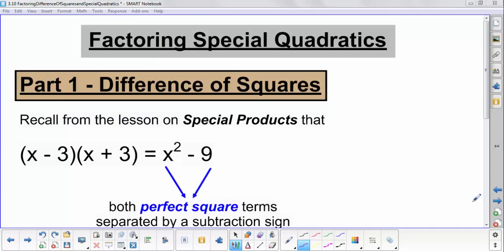Hey everyone, and welcome to lesson 3.10. Today we are going to focus on difference of squares.